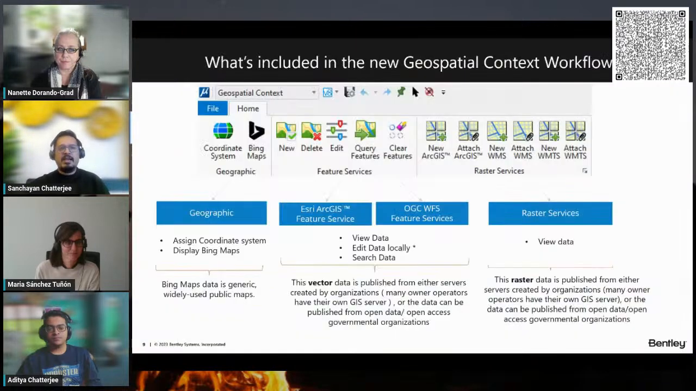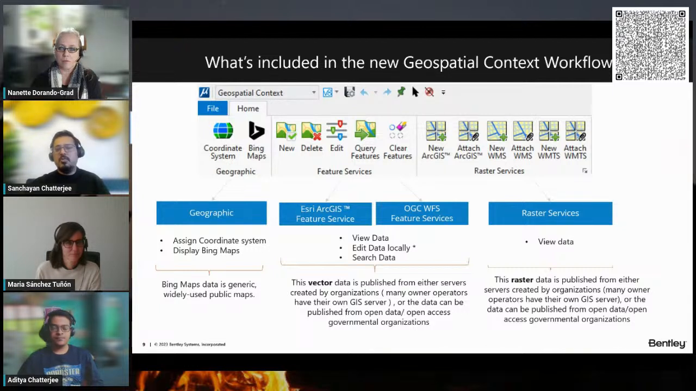The first thing that I want to take you through is what is included in the geospatial context workflow. Many users have been working on context for many years and they have been using many different tools. But with our new geospatial context workflow, you can see we have divided it into four different parts. The first one is geographic location.